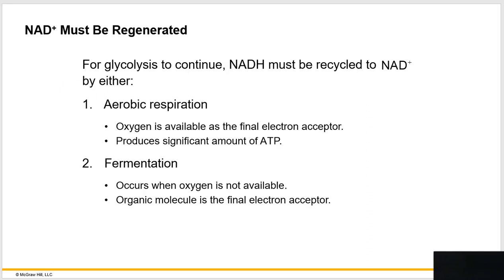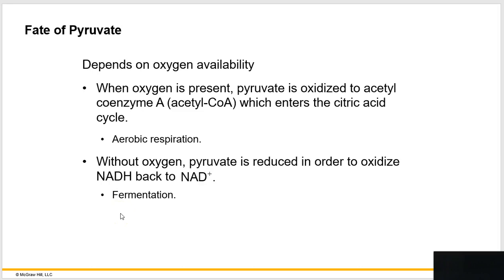And so pyruvate itself, if there's oxygen available, it will go into the mitochondria, where it gets oxidized to this thing called acetyl-CoA, which then enters the citric acid cycle. Some of you may know it as the Krebs cycle. Citric acid cycle, Krebs cycle are the same thing. But without oxygen, pyruvate is reduced in order to oxidize NADH back to NAD plus. Remember, those electron carriers need somewhere to dump off those electrons. And that's what we call fermentation.